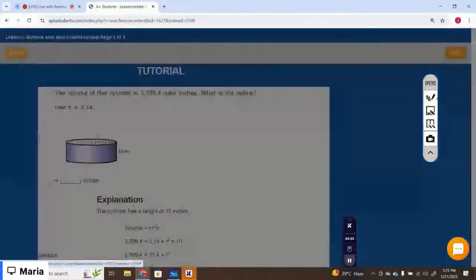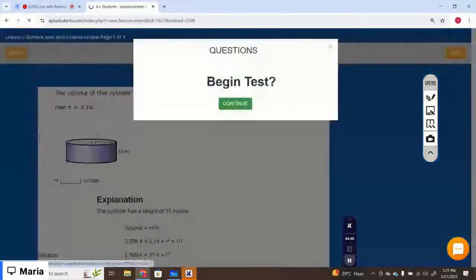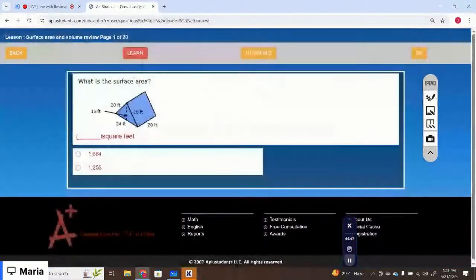Let's just start with the test question. That is V equals pi r squared h.